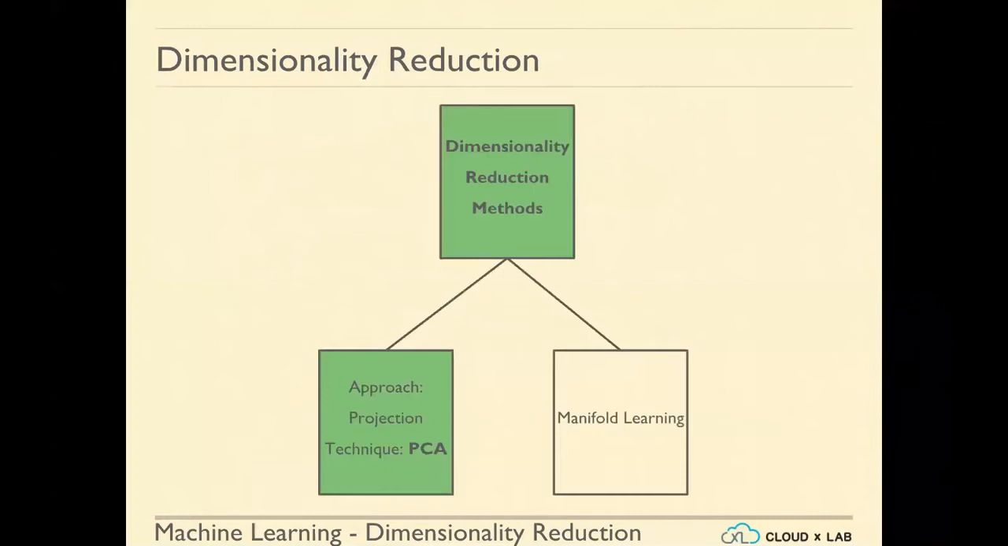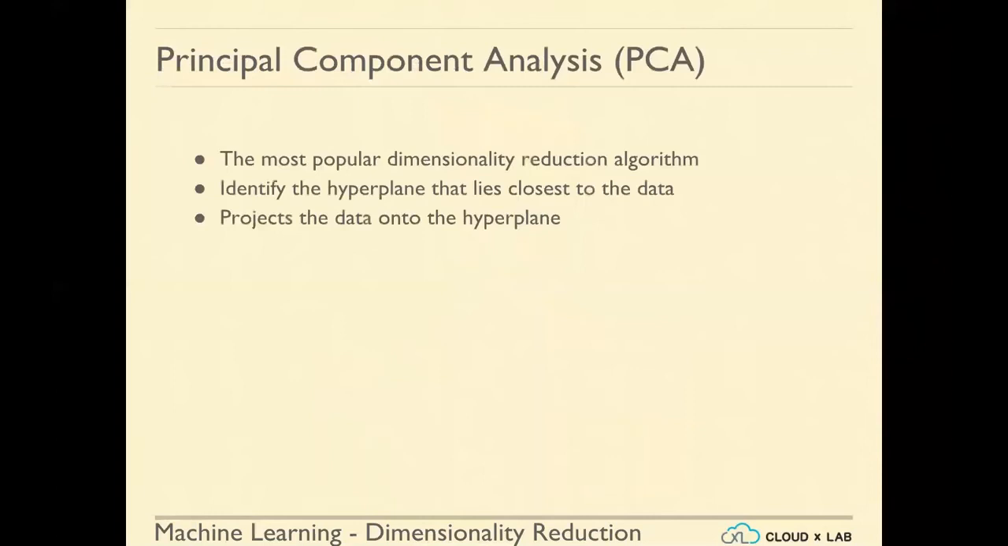All right, we talked about two approaches: projection and manifold. In projection, we come up with a plane on which we project the data. In manifold learning, we unfold a rolled thing into a lower dimension. The most popular dimensionality reduction method out there is PCA. All we need to do is identify the hyperplane that lies closest to the data and project the data onto the hyperplane.